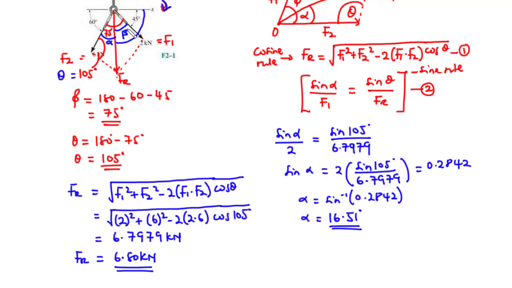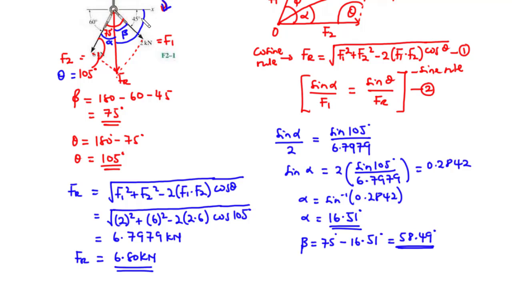Now to find the value of the angle beta, we are going to subtract alpha from 75 degrees. So we have beta equals 75 minus alpha, which is 16.51, and that is equal to 58.49 degrees. So this is the value of the angle beta.